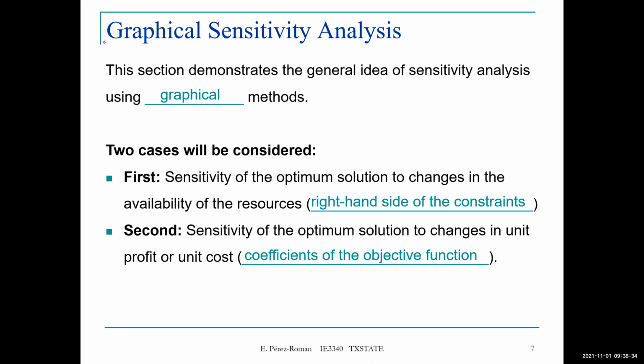And then the optimal solution's sensitivity to changes in the unit profit or cost. What that means is in the objective function, I have a coefficient representing a cost or a profit. So I want to know what's going to happen if I increase or decrease that value. Is that going to change my solution? If it's changing my solution, by how much? And what does that mean in terms of making decisions?